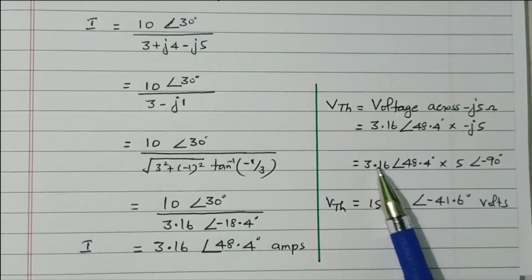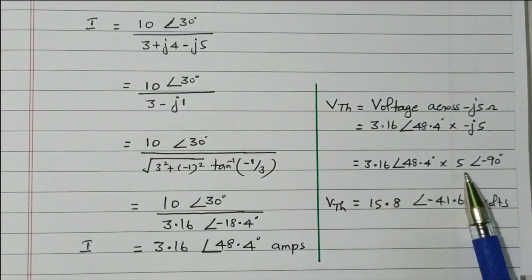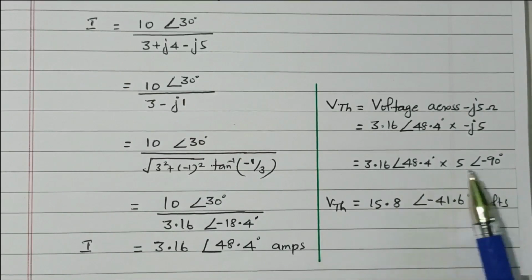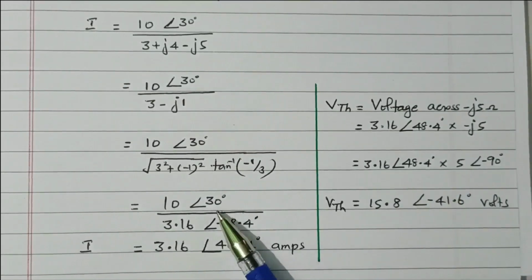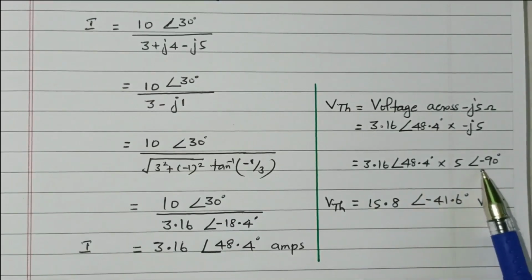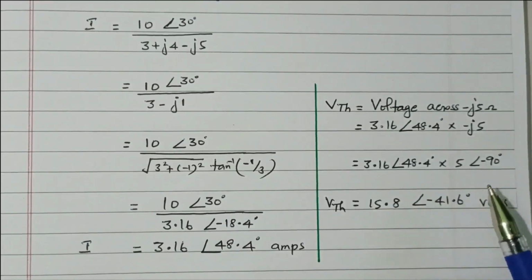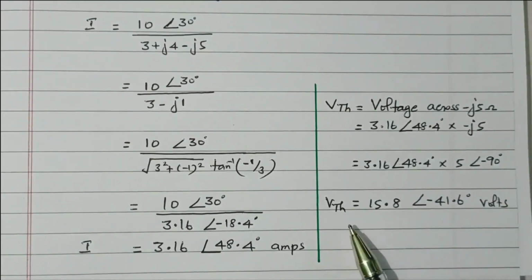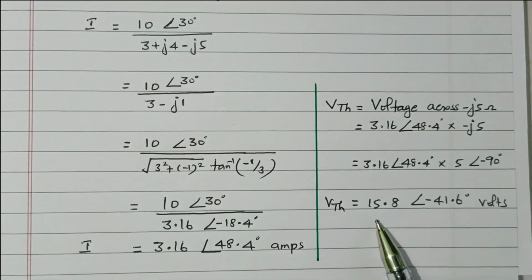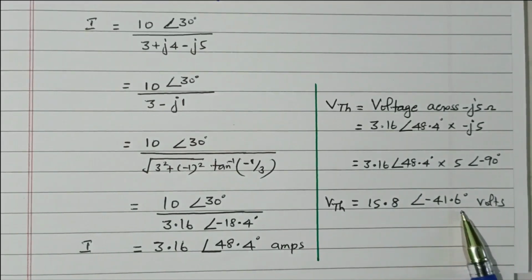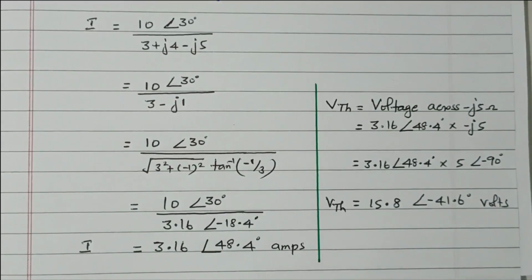Now this is a multiplication, so we need to multiply these. 3.16 into 5 is 15.8, so the magnitude is 15.8 volts. The angles are added together: 48.4 plus minus 90, which is minus 41.6 degrees voltage. So the Thevenin value has a magnitude of 15.8 and an angle of minus 41.6 degrees voltage. Now we'll go to the Thevenin impedance.